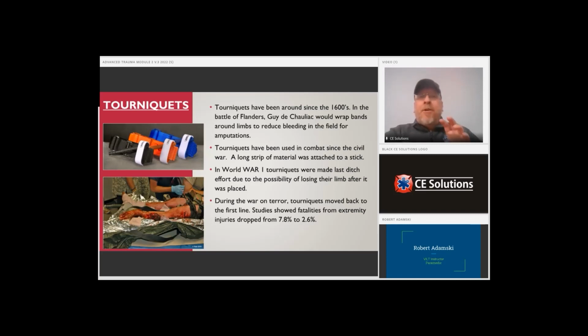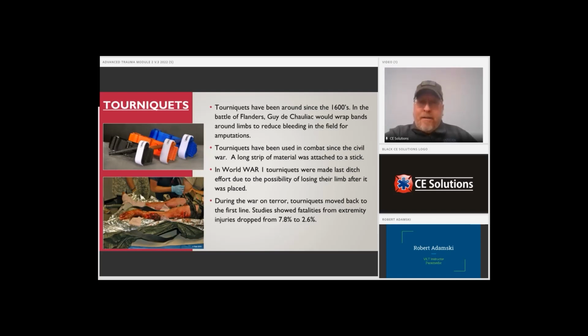So therefore, tourniquets became mainstream in the military, and then eventually they were adopted on the civilian side of the house too, for civilian EMTs and paramedics dealing with trauma patients in the pre-hospital care setting.